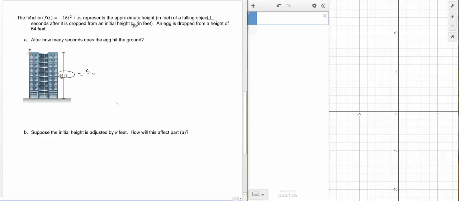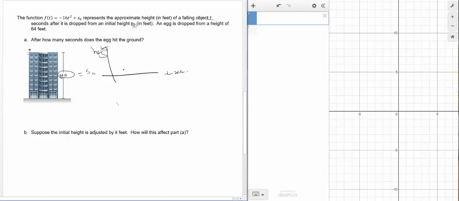Well, this function represents how high up the egg is. So if we think of, just as a sketch, whatever this function is, t is the input, and then this height would be the output. Where would I look on this graph to see where the egg hits the ground? Well, the ground is zero feet off the ground. So we need to figure out where this graph crosses the x-axis, or another way to say it is, what input makes the output 0, or what are the zeros of this function.